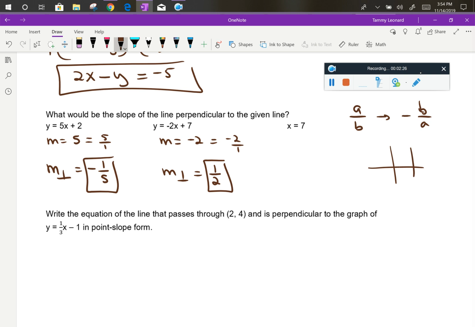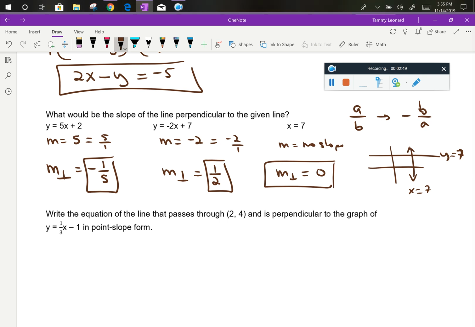So if I picture x = 7, the line perpendicular to that would be y = 7, right? That's what's going to form a right angle. Any horizontal line has a slope of 0. So this slope doesn't exist, right? There's no slope for the vertical line, but the slope of the line perpendicular to it will be 0. That's probably the trickiest one in the set.